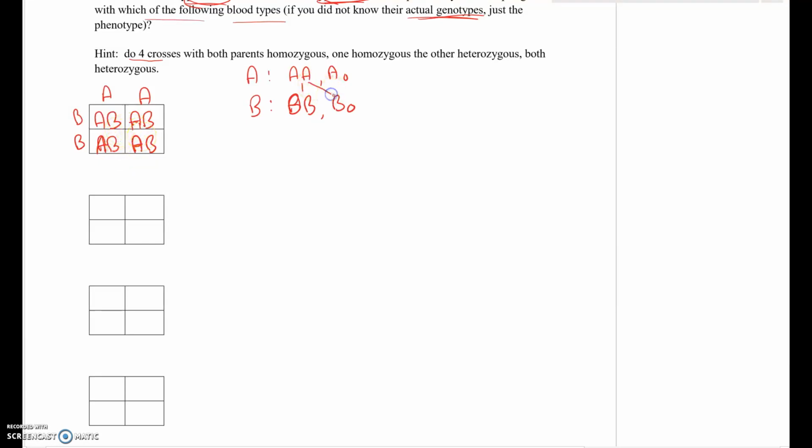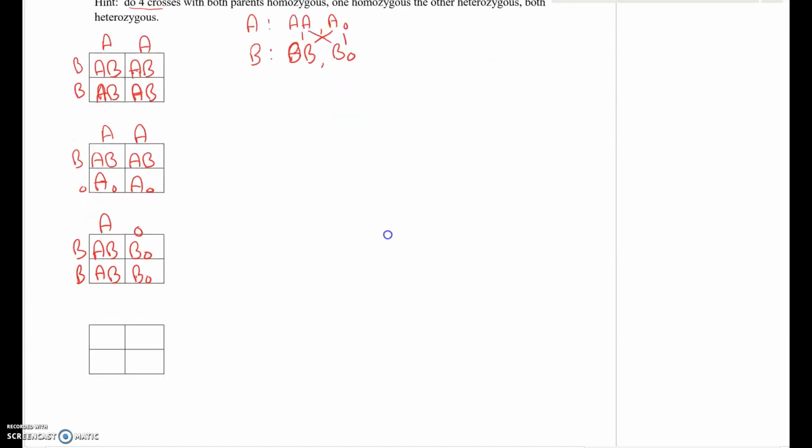Then we try our AA with our BO. We have 2 ABs and 2 AOs as our possibilities for that cross. We have our AO with our BB. So we have 2 ABs and 2 BOs here. Or we could have the AO with the BO. We have AB, BO, AO, OO.